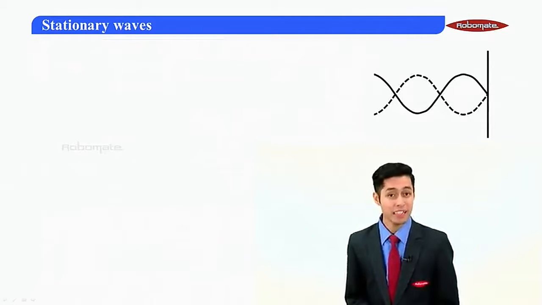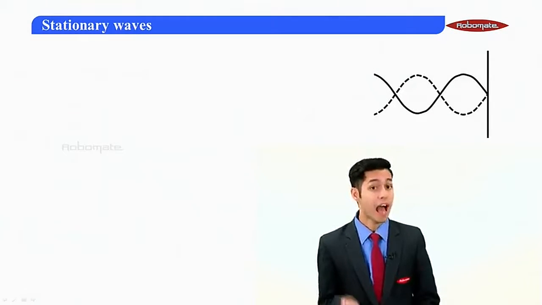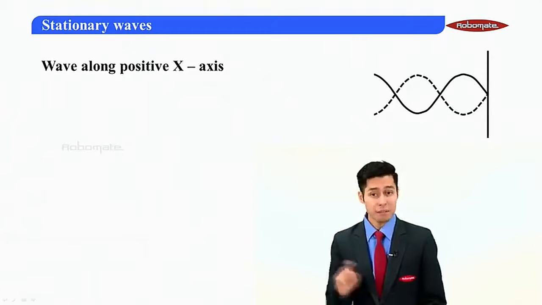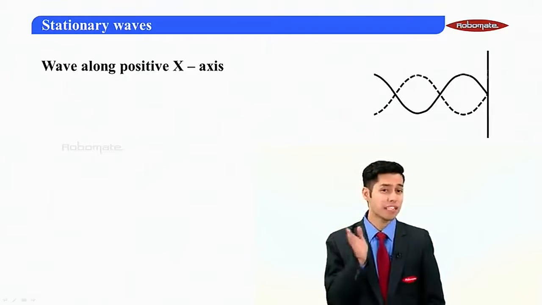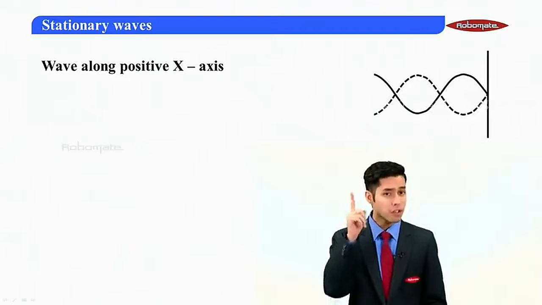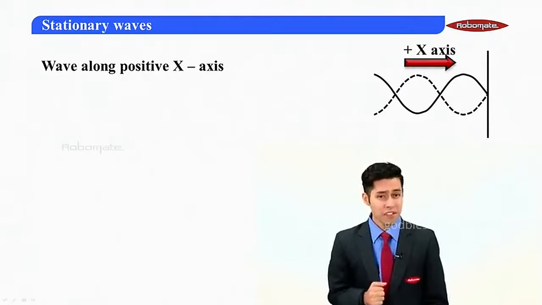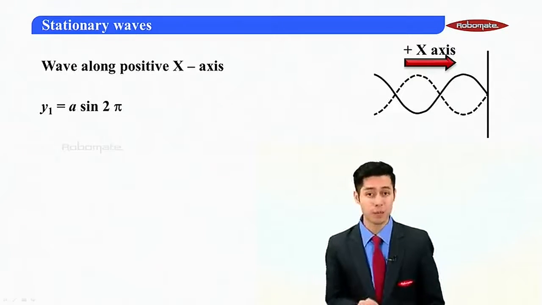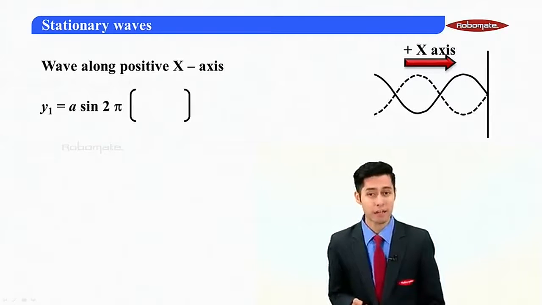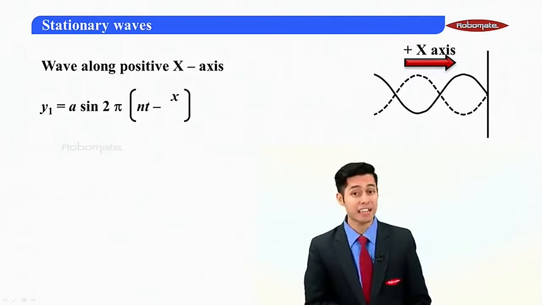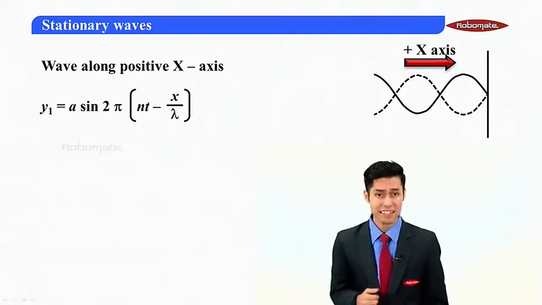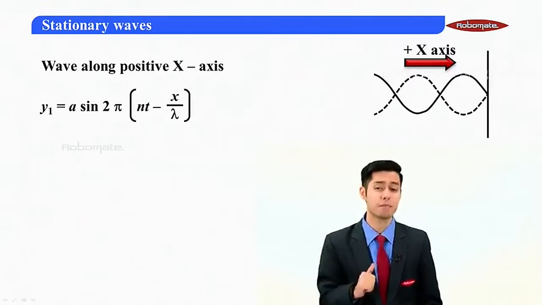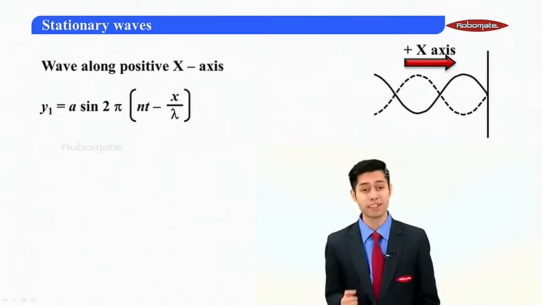Now, before having a stationary wave, I need to consider the progressive waves individually. Let me consider a wave traveling along the positive x-axis, shown by a uniform wave in the above diagram. The one traveling in the positive x-axis has the equation y1 is equal to a sine 2 pi in bracket nt minus x by lambda. Students, you must be wondering where we get this equation from. We get it from the previous chapter, wave motion, the equation of a progressive wave.